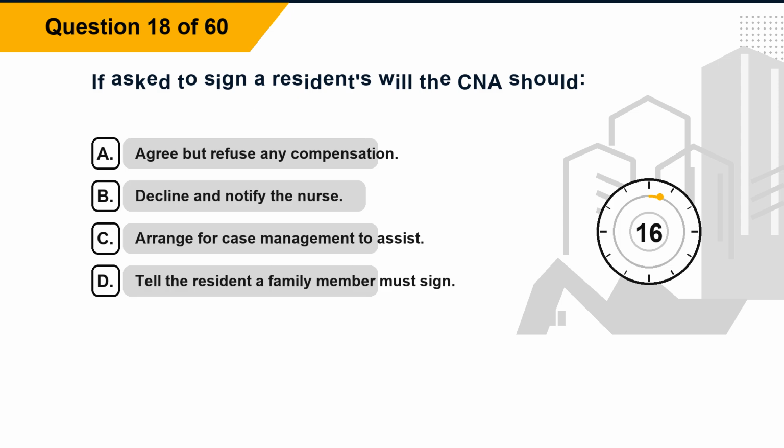Question 18. If asked to sign a residence, the CNA should: Option A. Agree but refuse any compensation. Option B. Decline and notify the nurse. Option C. Arrange for case management to assist. Option D. Tell the resident a family member must sign.